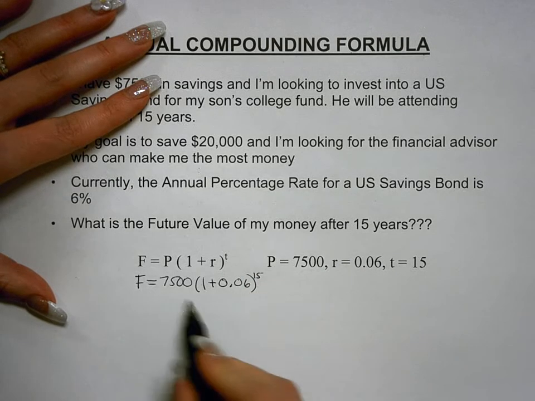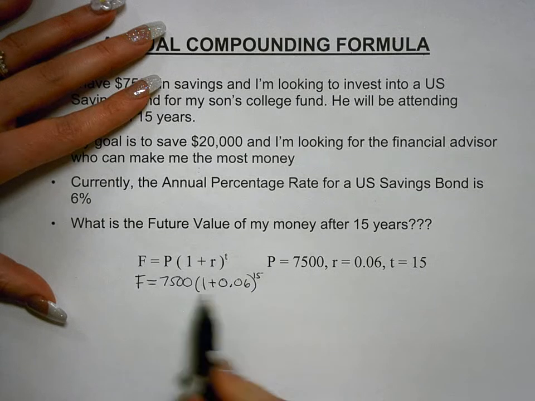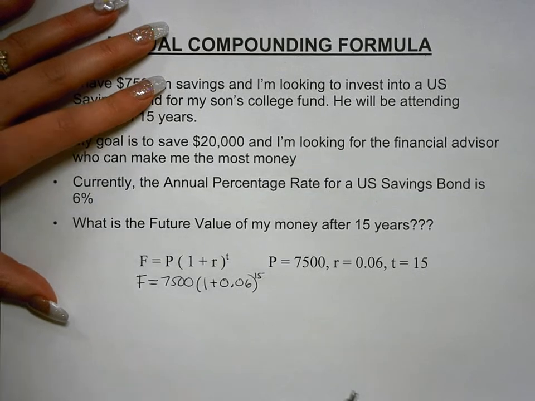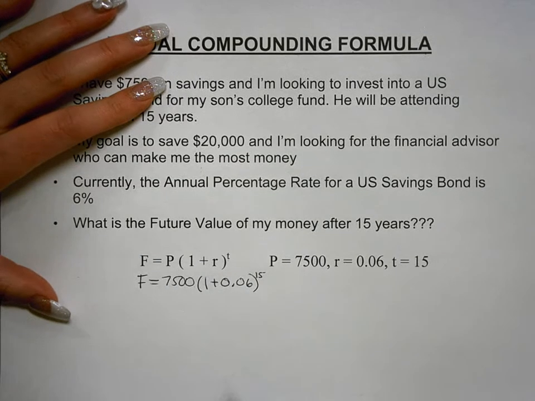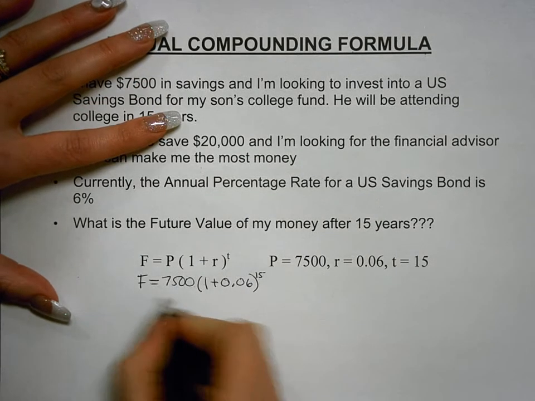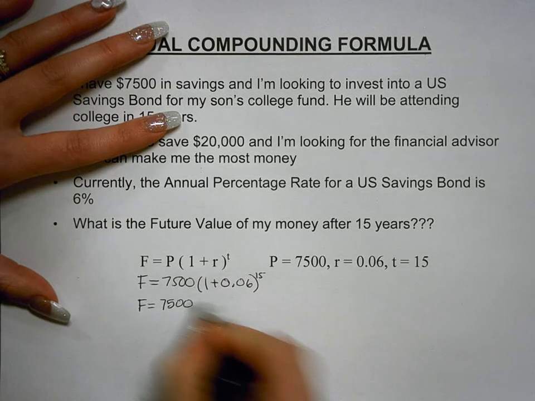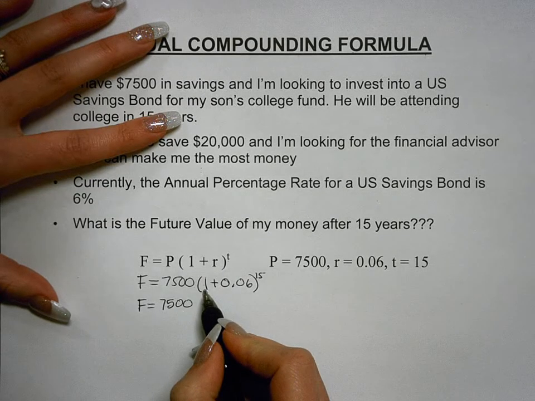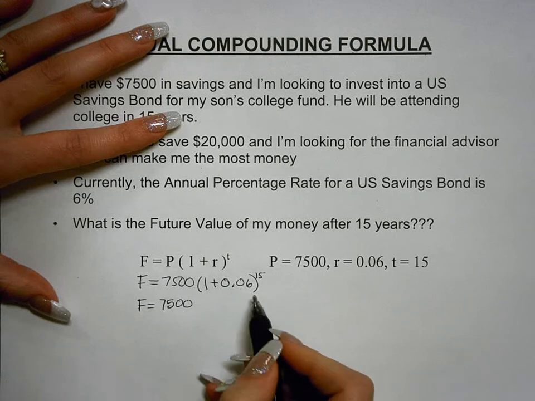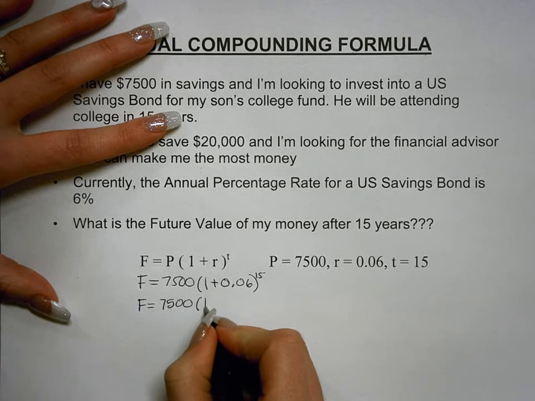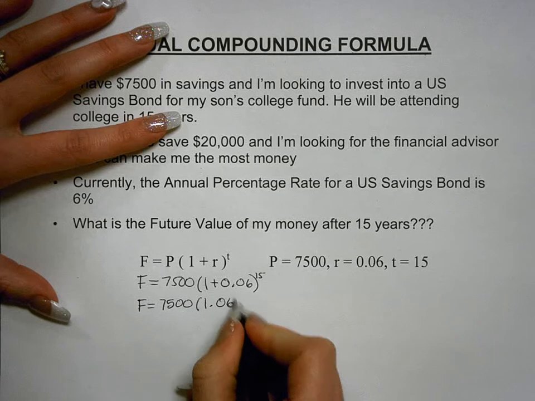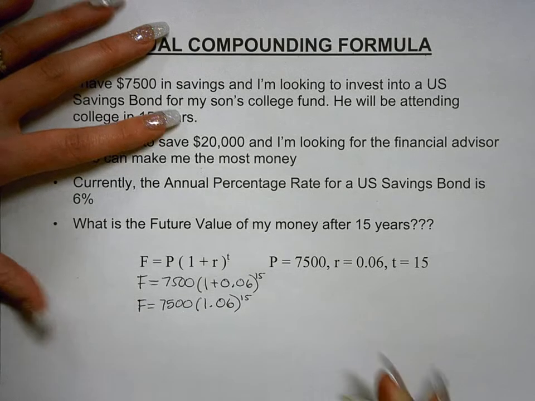Now we're going to follow the order of operations. We have a lot of stuff. We have multiplication, we got parentheses with addition, and we have exponents. So the order of operations says we have to do the parentheses first. So I'm going to just rewrite everything and just do that one parentheses operation. We have addition within the parentheses, so 1 plus 0.06 is equal to 1.06 raised to the 15th power.